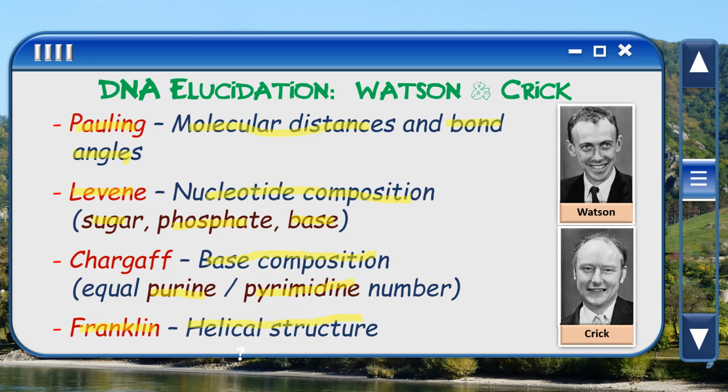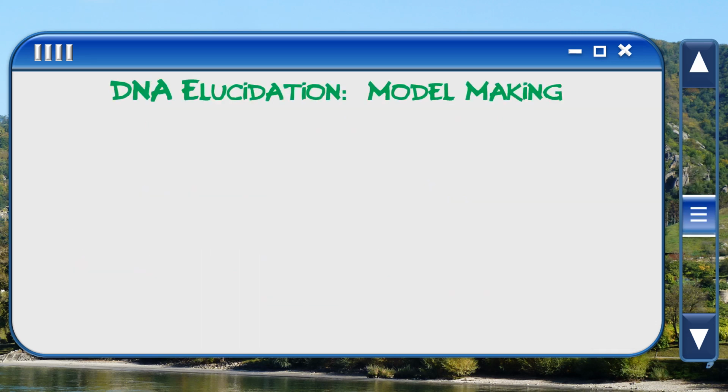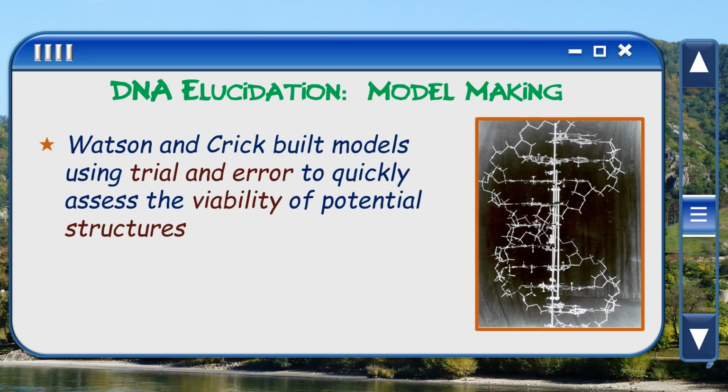All that information from the different scientists is what Crick and Watson used to elucidate the structural organization of DNA. Watson and Crick built a model using trial and error to quickly assess the viability of potential structures. So they constructed their model. It was trial and error.